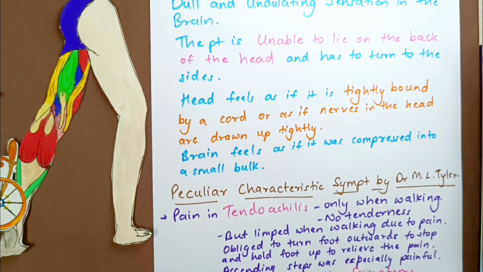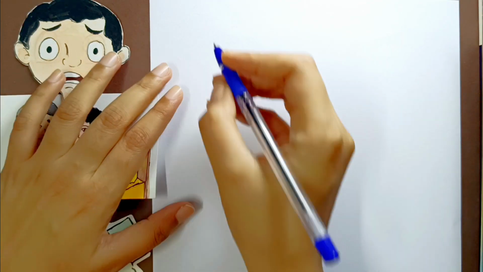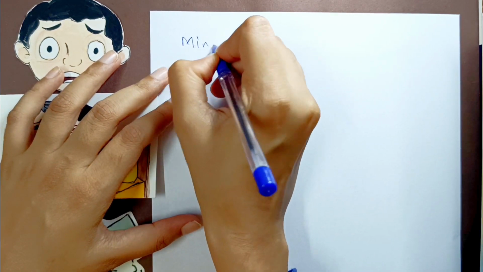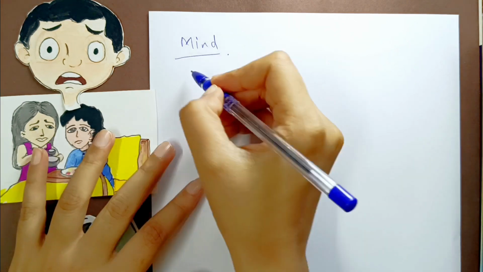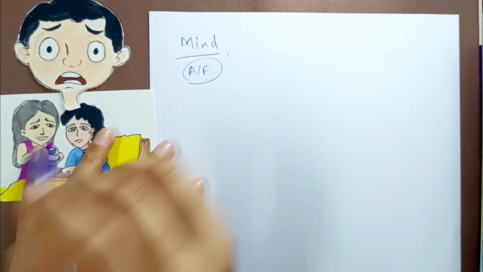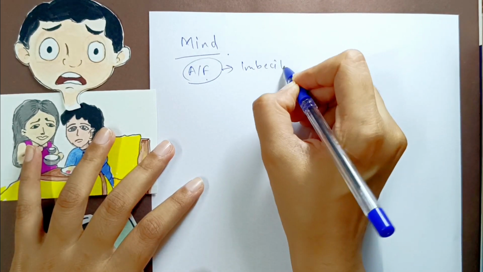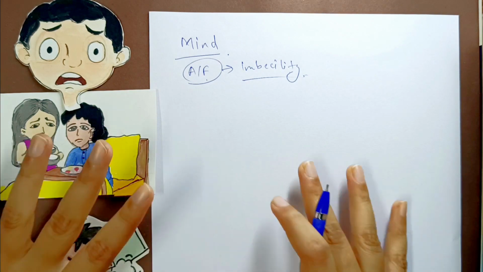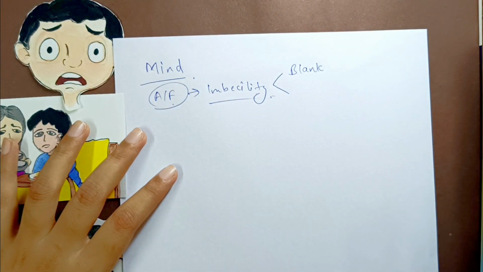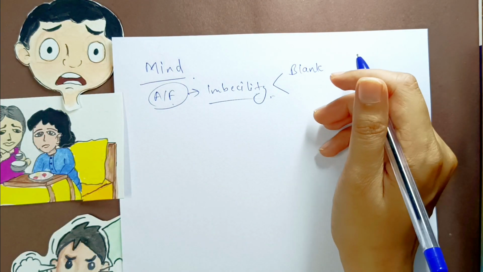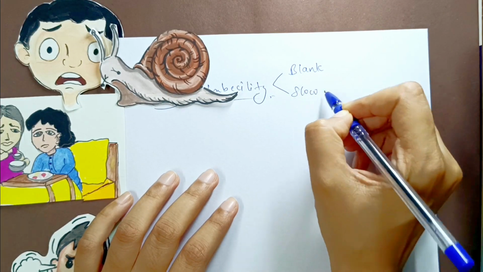Now let's quickly revise what we've talked about. We started by talking about the mind of the remedy, and what did we find out in the mind? We saw that there's this whole situation of ailments from, which we have already discussed in part 1, giving rise to a kind of imbecility in these patients. And what is this imbecility? How did we find this imbecility? Because the patient became blank in the whole mental sphere. The whole thing was just slowed down. So his whole mind was just slowed down.